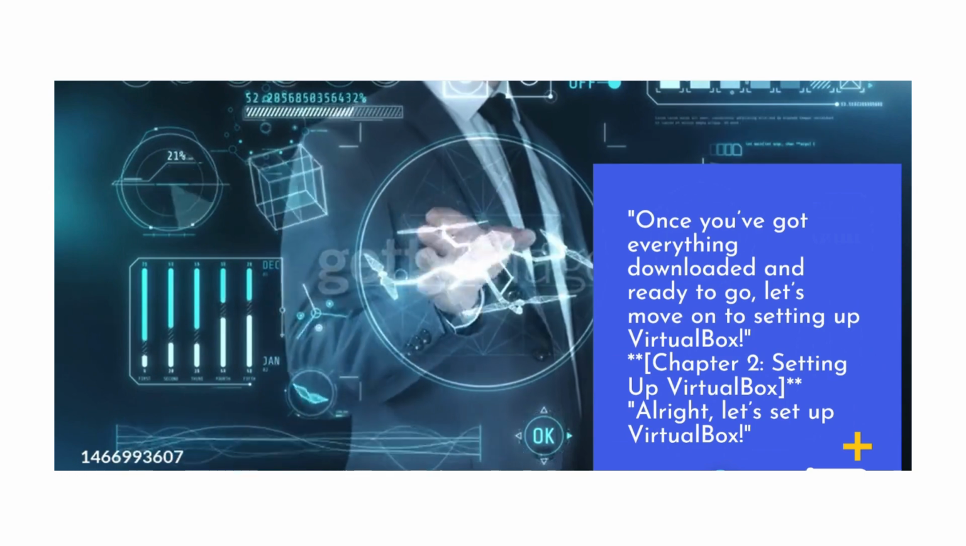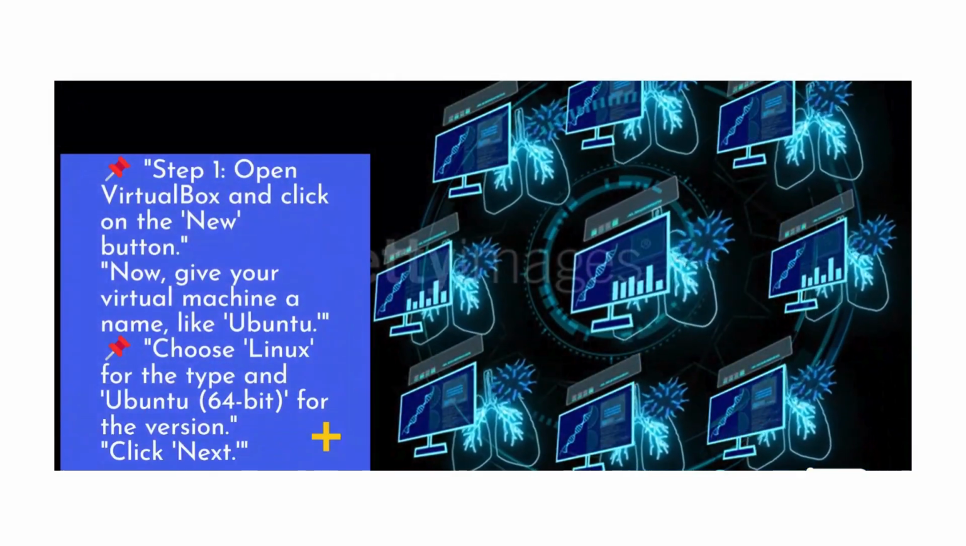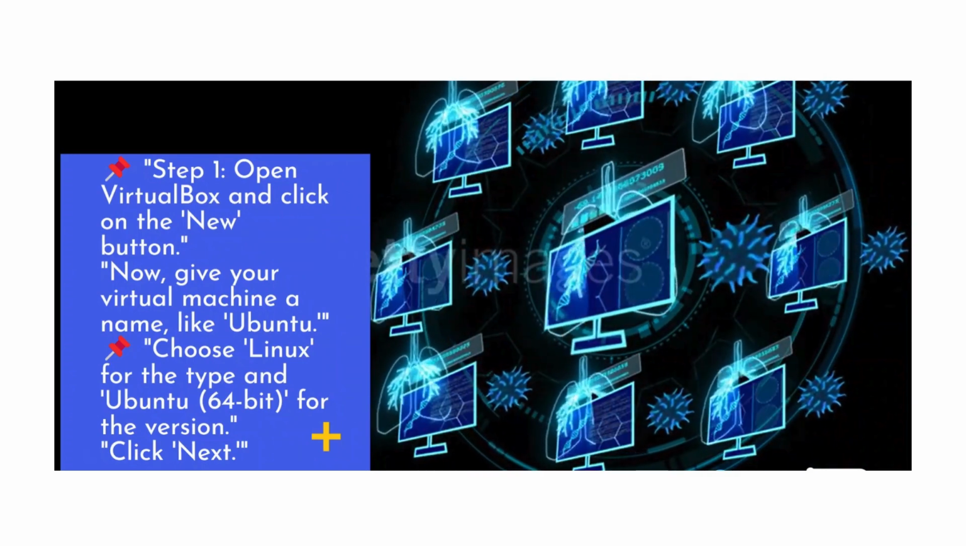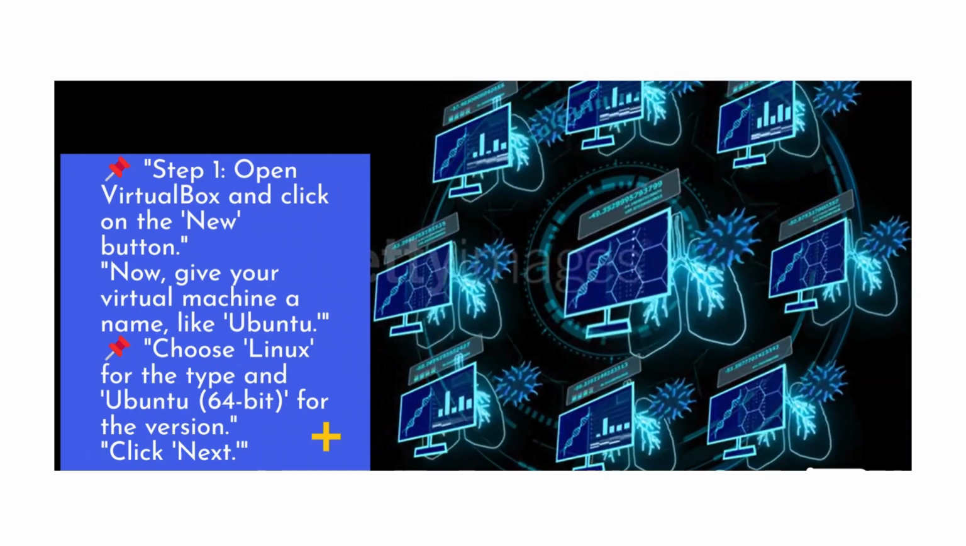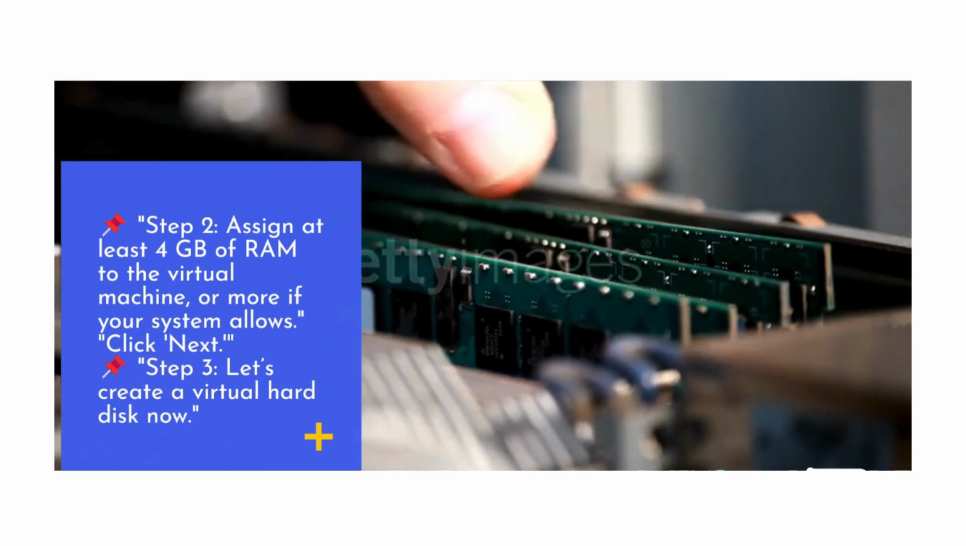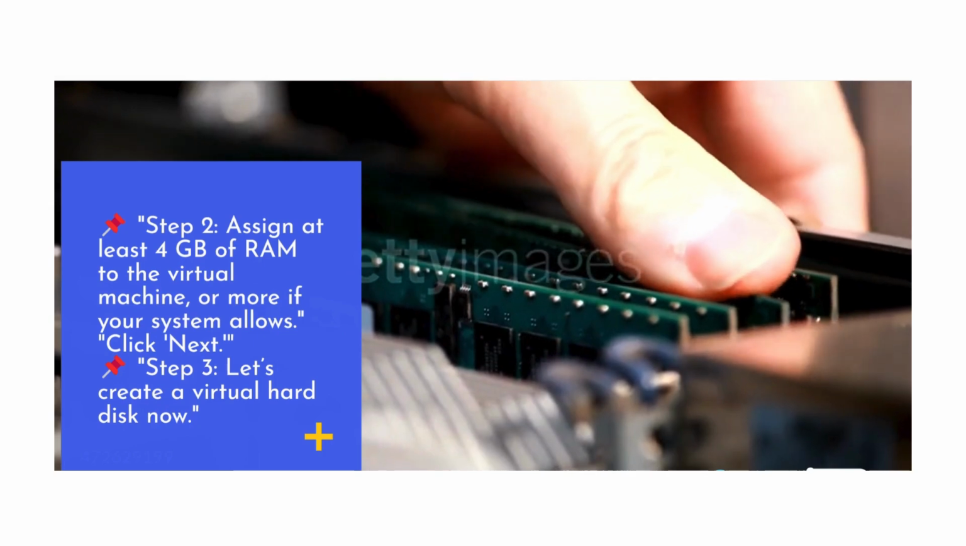Chapter 2. Setting up VirtualBox. Alright, let's set up VirtualBox. Step 1. Open VirtualBox and click on the New button. Now, give your virtual machine a name, like Ubuntu. Choose Linux for the type and Ubuntu, 64-bit, for the version. Click Next. Step 2. Assign at least 4 GB of RAM to the virtual machine, or more if your system allows. Click Next.